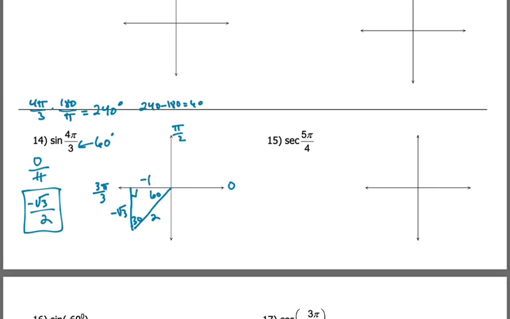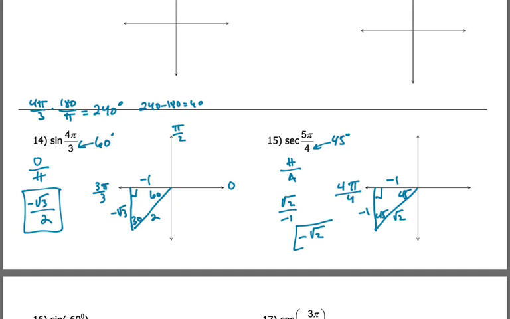All right, for the next one, we've got 5 pi over 4. So 4 in the denominator means a 45-degree reference angle. Pi is right here, which is the same thing as 4 pi over 4. So 5 pi over 4 is going to be right here. It's a 45-degree reference angle. So using that triangle, this is going to be -1 here, -1 here, and this will be square root of 2. And then secant is the reciprocal of cosine, so it's going to be hypotenuse over adjacent. So it'll be square root of 2 over -1, which is just a negative square root of 2.